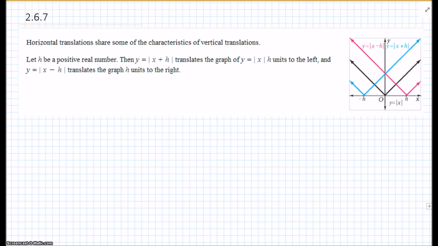Horizontal translations share the same characteristics as vertical translations. So let h be a positive real number. Y equals the absolute value of x plus h translates the graph of y equals the absolute value of x, h units to the left. And if it was a negative h, it would translate it to the right. So negative is going to translate to the right. Positive is going to translate to the left.